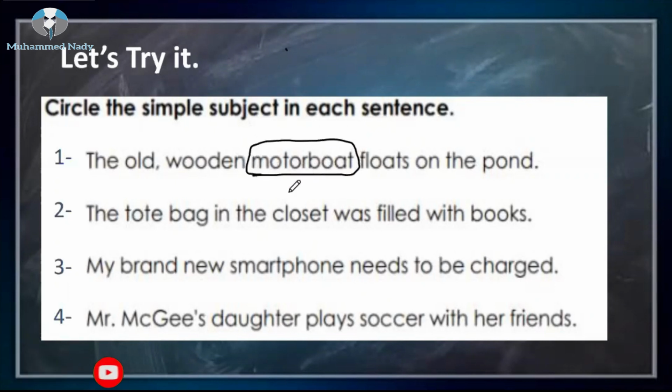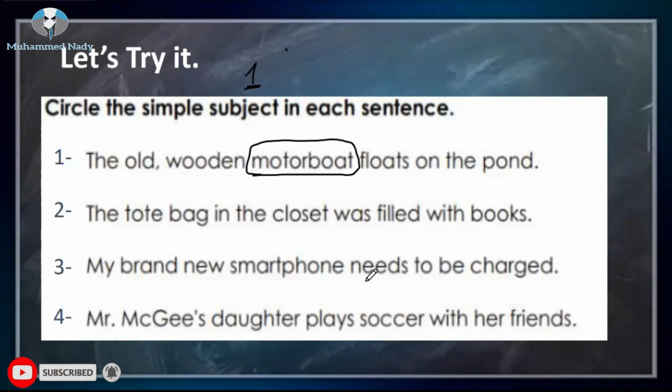This sentence, what is this sentence talking about? The sentence is talking about, teacher, it's talking about wooden motorboat. Yes, but simple means one word. So motorboat. Okay. The tote bag in the closet was filled with books.